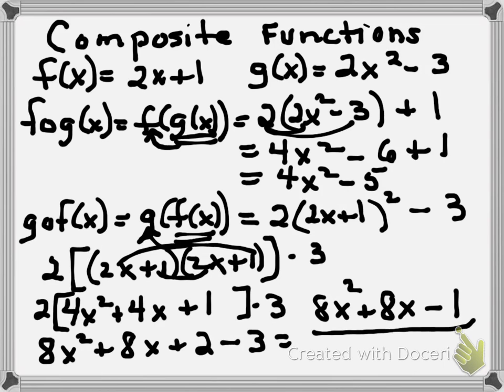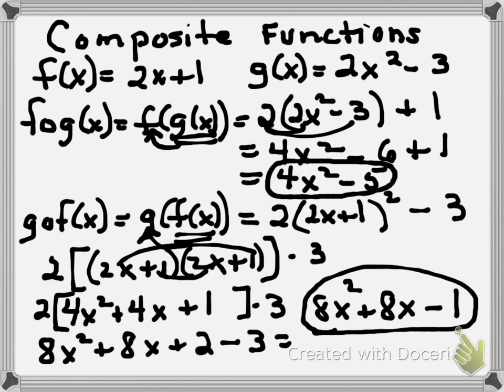And you'll notice that the result that we got for g of f of x is different than what we got for f of g of x, meaning that composition is not commutative. In other words, the order does matter.